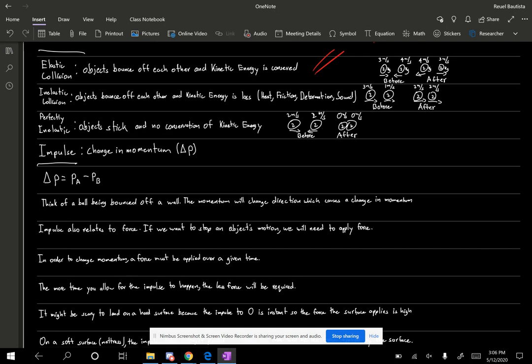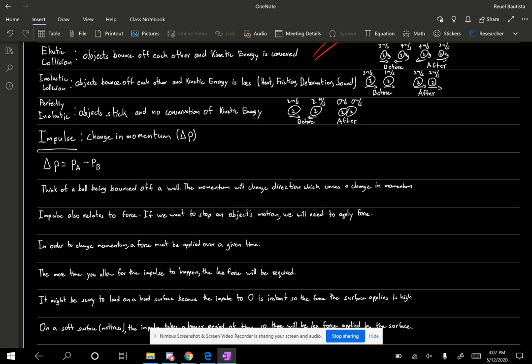So you can see that if they stick together, then you know it's a perfectly inelastic collision. If they don't stick together, then you know it's one of these two. Then you just find the kinetic energy. If the kinetic energy is the same before as after, then you know it's elastic. If not, then it's inelastic.